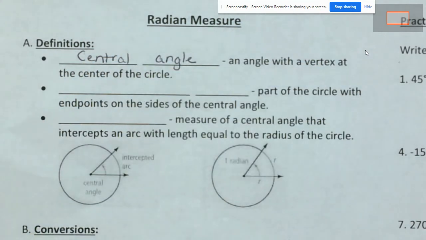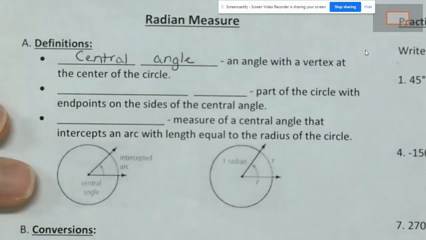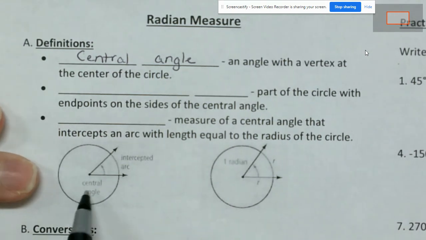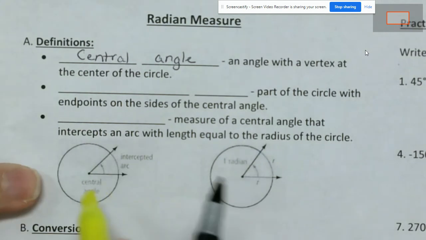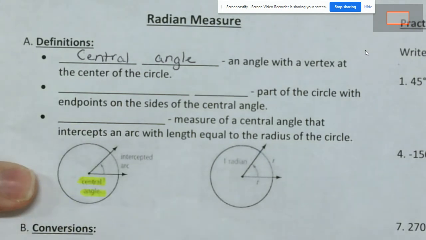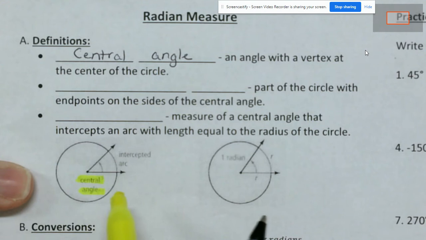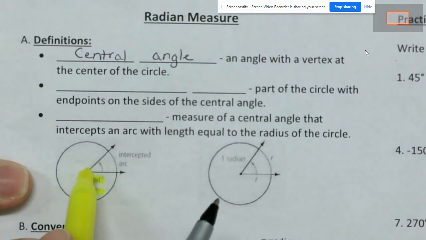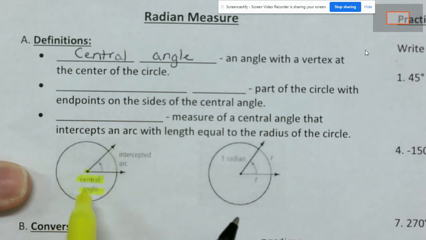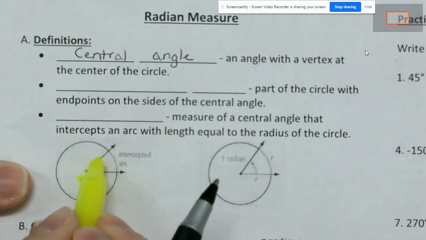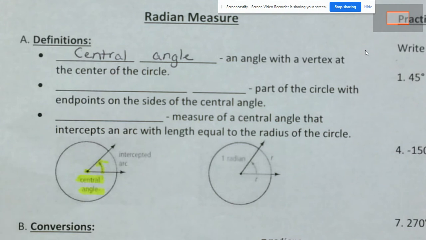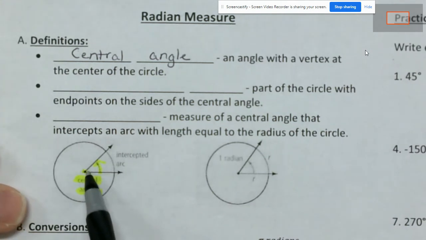A central angle is an angle with a vertex at the center of the circle. I've drawn an example down here, and you can see this part says central angle. This is a central angle. It means that the center of the circle, which is right here, is the vertex of this angle. The angle stretches from there to there. So it's when the center of the circle is the vertex of the angle you're looking at.